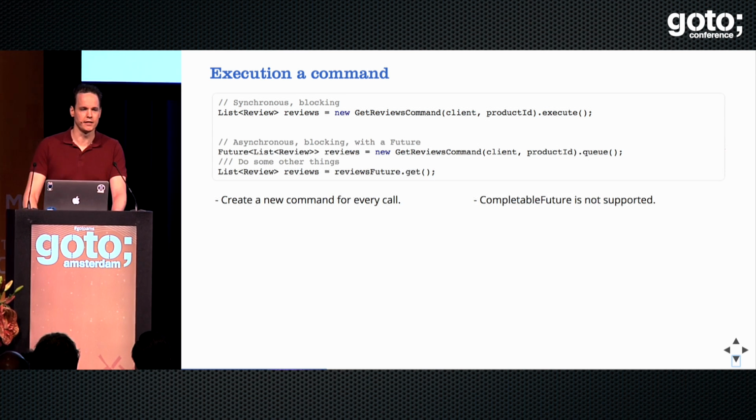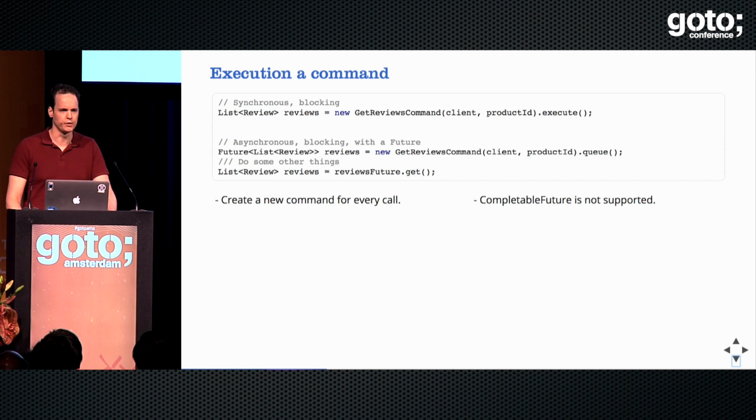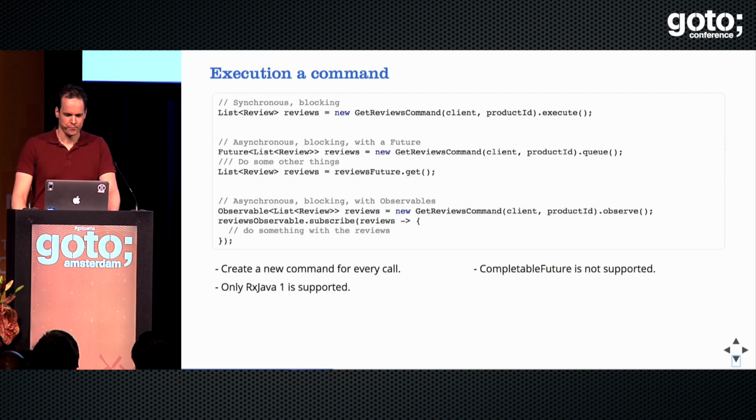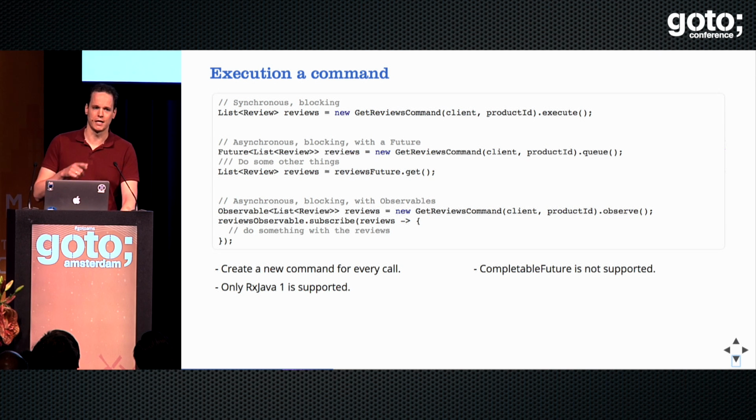If you want to do it in an asynchronous blocking manner with a future, then you can do that. You create the command, say .queue, and then you get a future and you do your thing with it. It's rather a normal future. It's not a completable future, so you can probably forget about it. We also have the asynchronous manner using RxJava, and then in that case you say .observe, you get an observable of the list of reviews, and you do your thing with the observable. And this is RxJava 1.